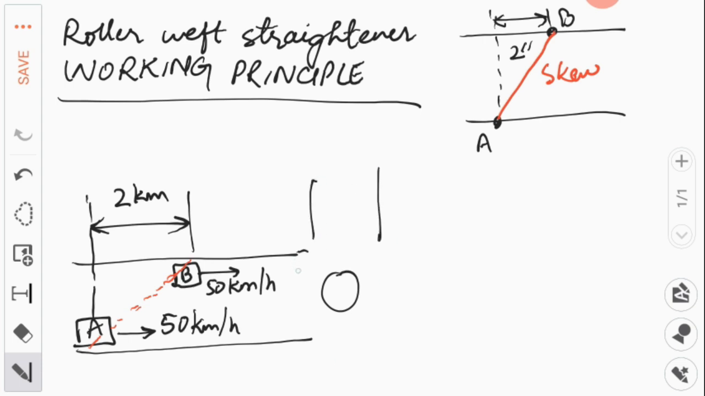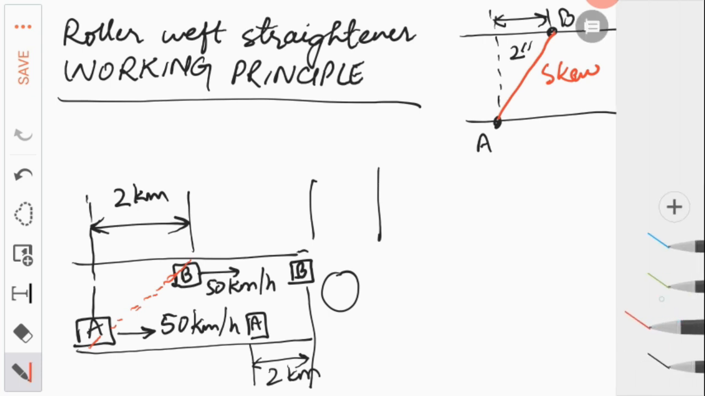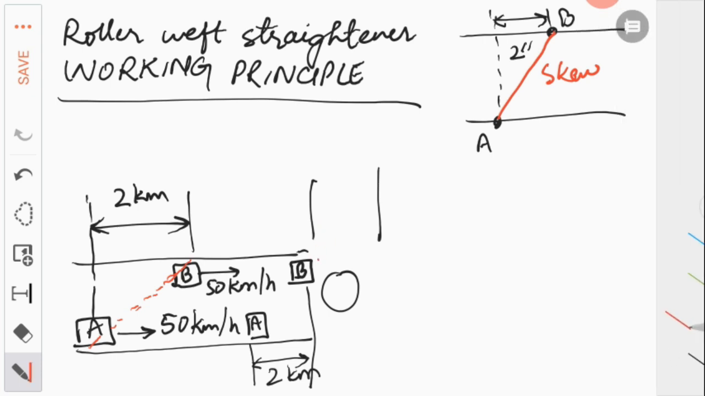Now let's say these two cars on the road reach a roundabout. So of course car B will reach this roundabout first, and car A will still be 2 kilometers behind car B. Notice that both cars are traveling at the same speed. That's very important, right? Only in that case car B will reach the roundabout ahead of car A.